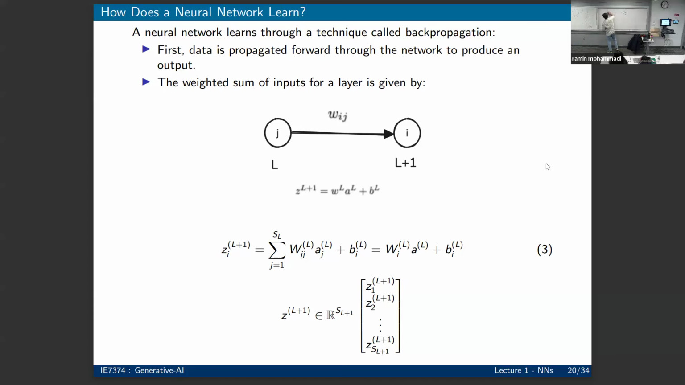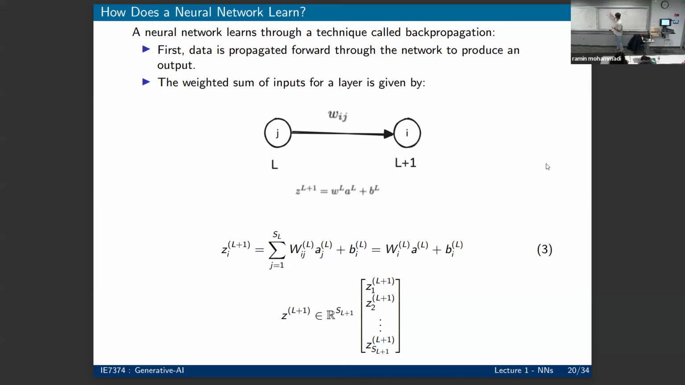So if this is node I, the raw input to I becomes a function over the summation of W. Let's say this is layer L, this is layer L plus 1, W^L, let's call this A, J from 1 to 3, plus B^L_I. That's technically what the raw input is, the raw input that goes to node I.